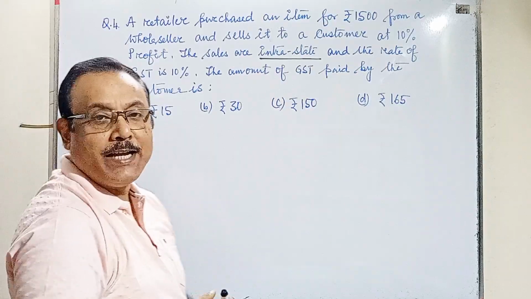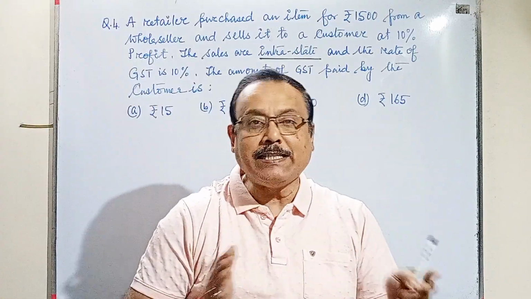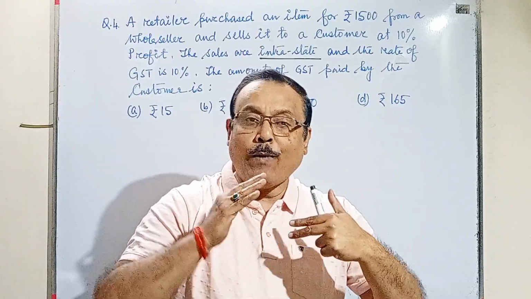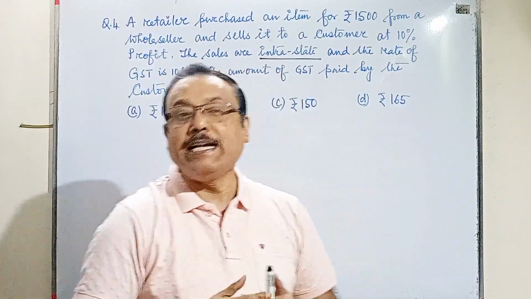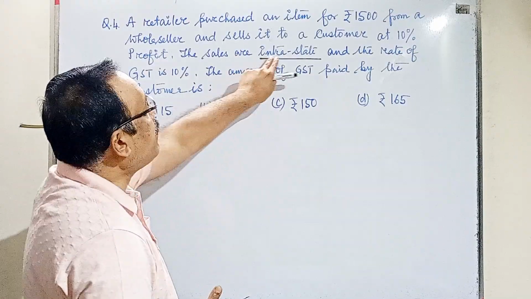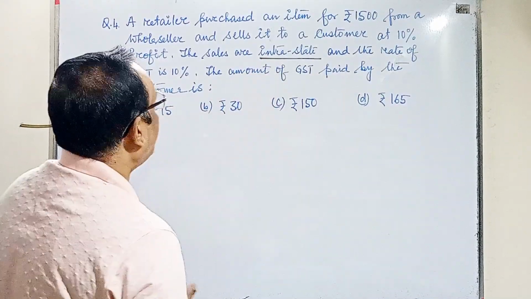Now first let me explain to you what is intrastate. See, intrastate means when the selling is done within the state. That is called intrastate. And if it is from one state to another state, then it is called interstate, in between two different states. Our sums are all based on intrastate. So this is an intrastate sum.